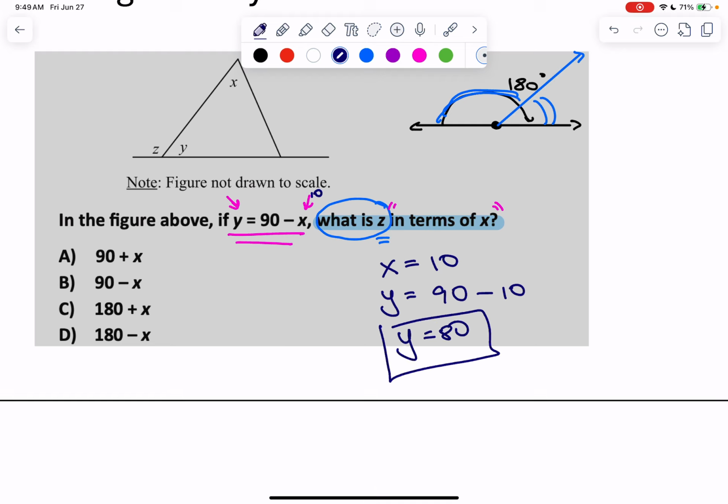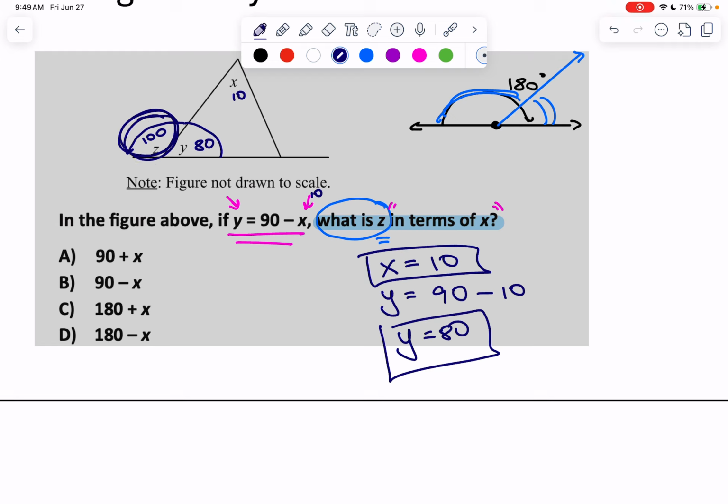So I have my numbers that I picked. Let's put them in. So I have x is 10, y is 80, and I know that y plus z is going to add up to be 180. So if y is 80, that means my z would have to be 100 to make up the rest of the 180. Okay, now we're going to say it for ourselves. In goes the box, out comes our circle, the thing that we're looking for. So I'm going to put in 10 for my x, and I'm going to see which one gives me 100. So looking at A, I have 90 plus 10. That's 100. We'll keep that one in.